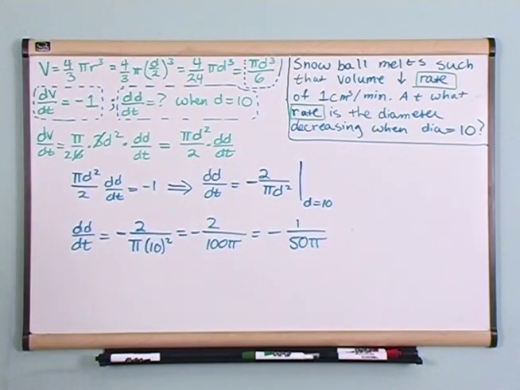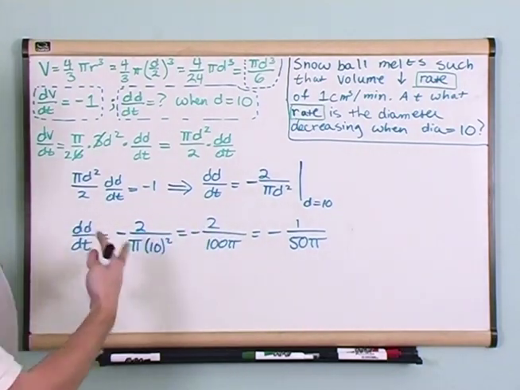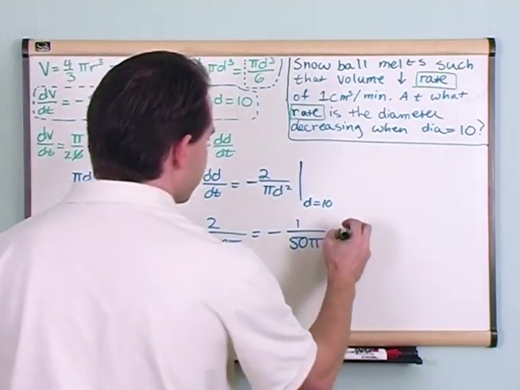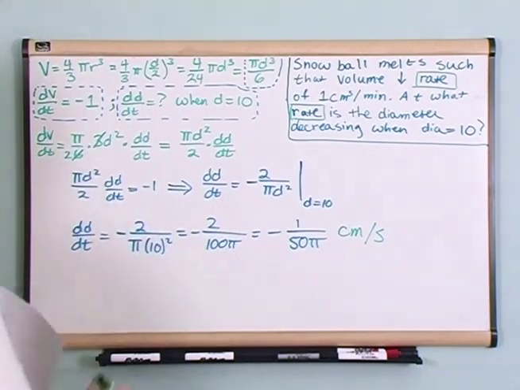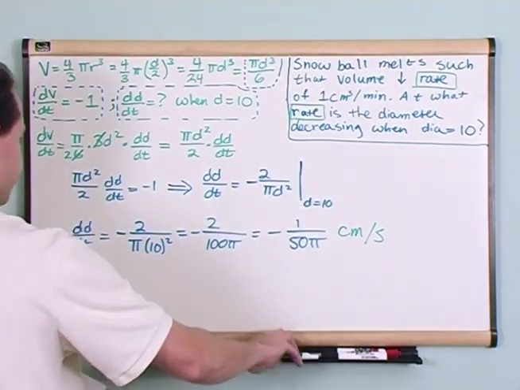So in the end, what you're going to have is the rate of change of the diameter, which is how fast it's shrinking, at 1 over 50 pi, and you got to have some units here, so that's going to be centimeters per second. That's how fast the diameter is shrinking when the diameter is equal to 10.